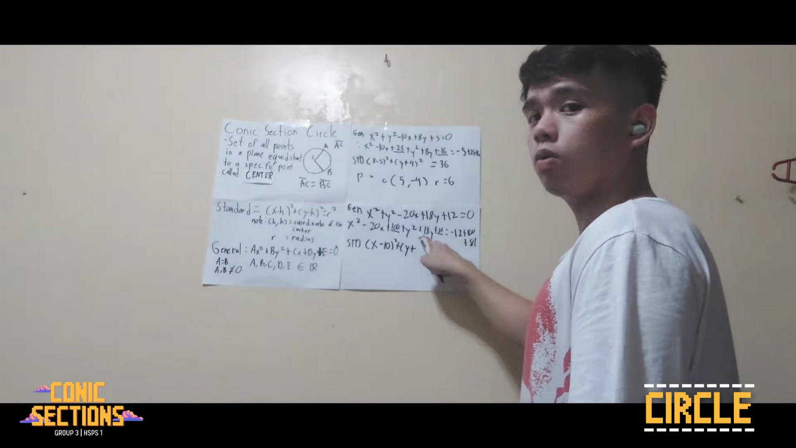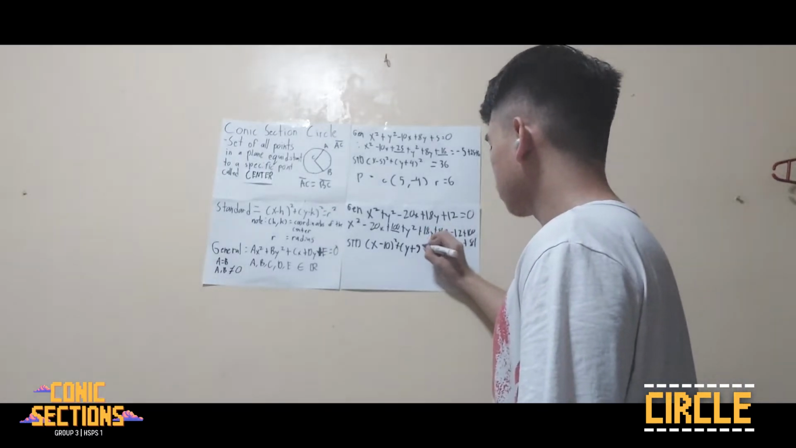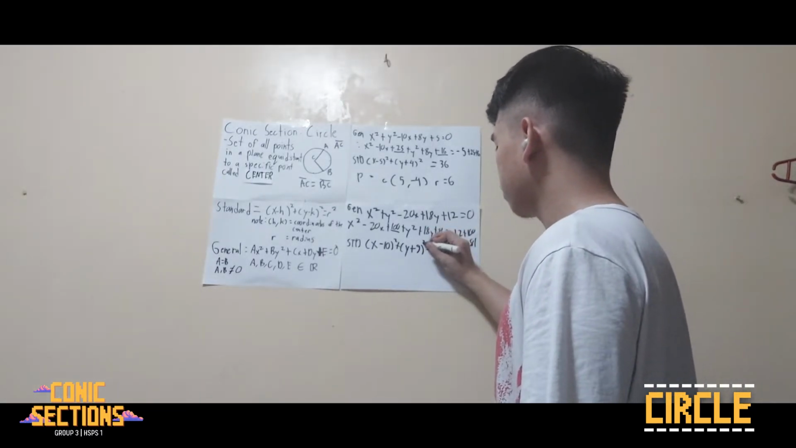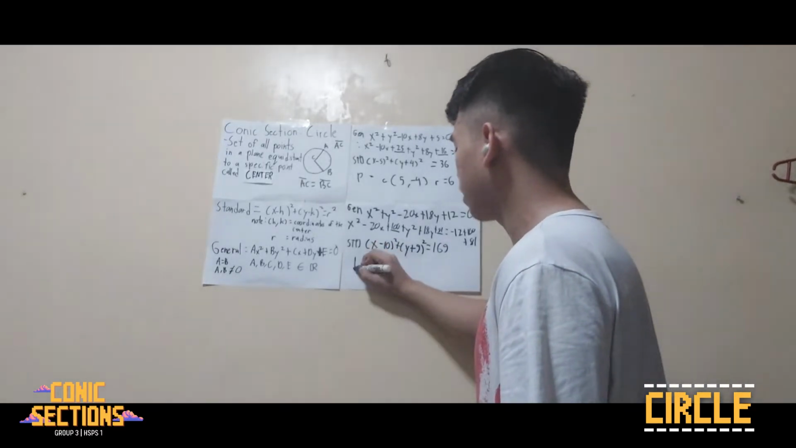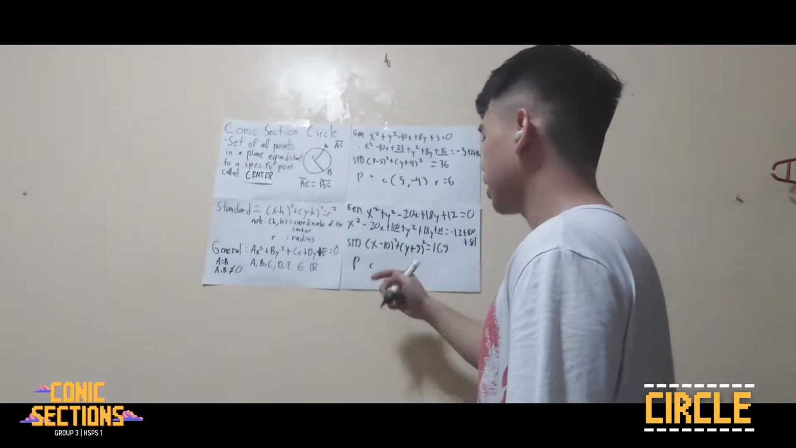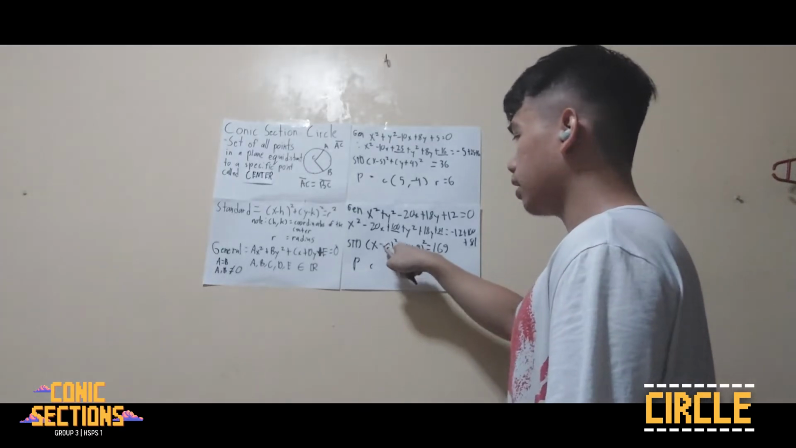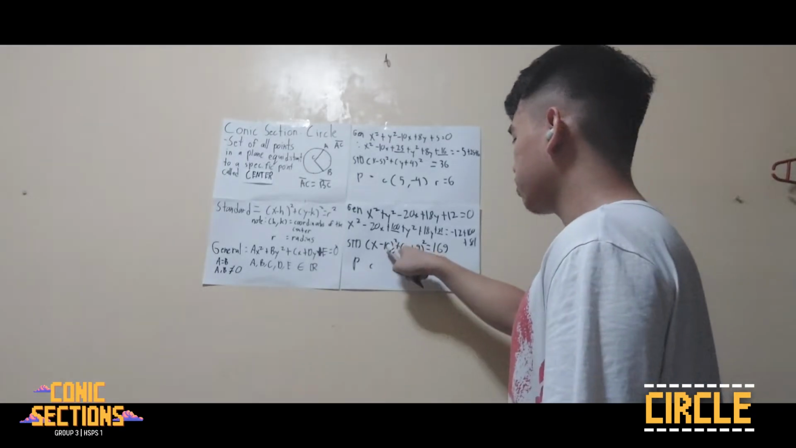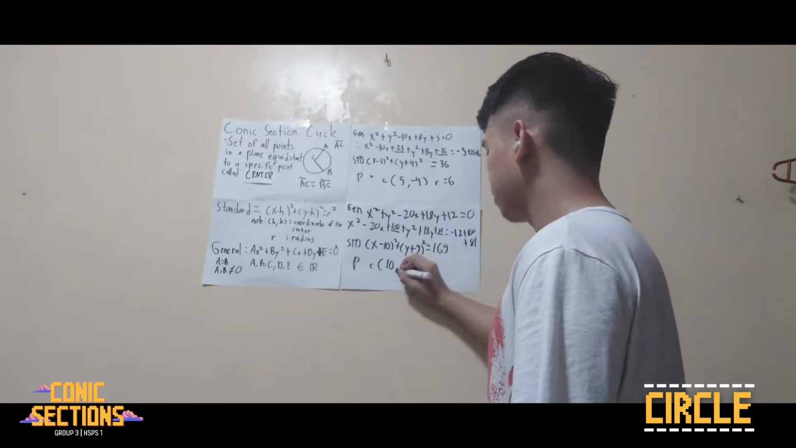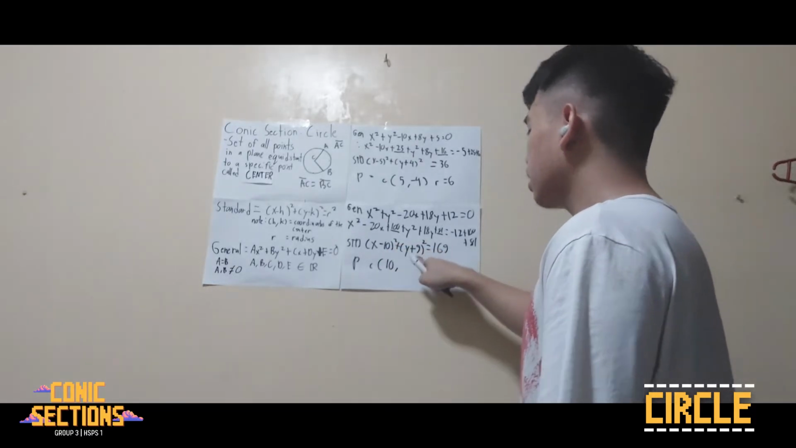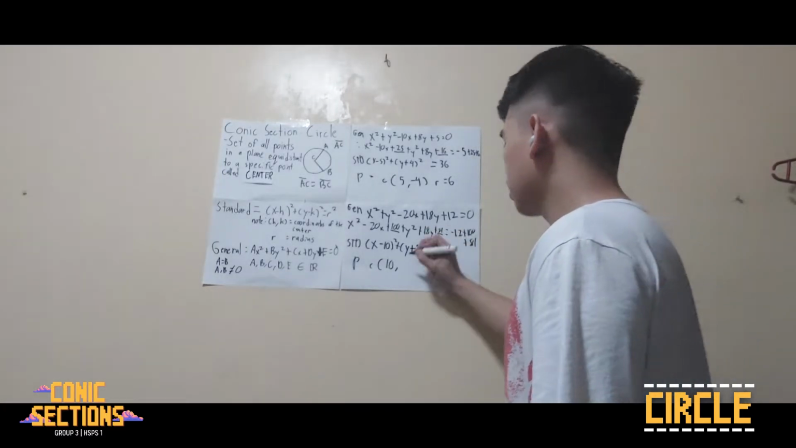18 divided by 2, 9. Don't forget the squared. And now we can solve for the properties. This is the easiest part. C for center. 10, it's negative. Remember, it becomes positive 10. Parenthesis, positive 10. Next, positive 9, it becomes negative 9.